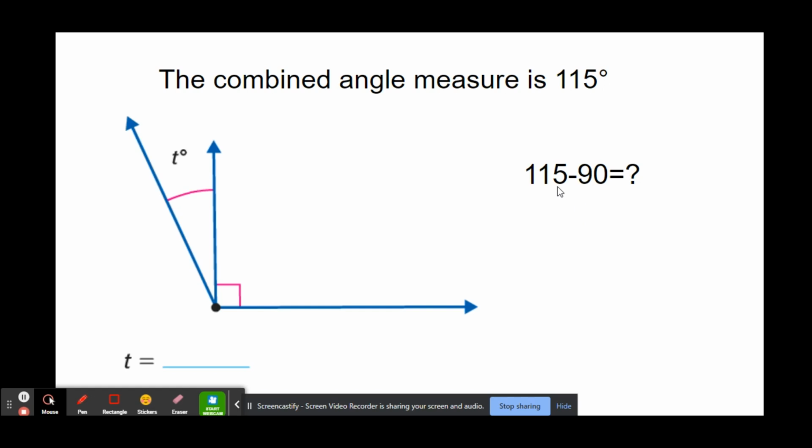This is one you could think through also. You could just go back, if you go back 15 to get to 100, and then another 10 to get back to 90, you find 25 degrees to be your answer.